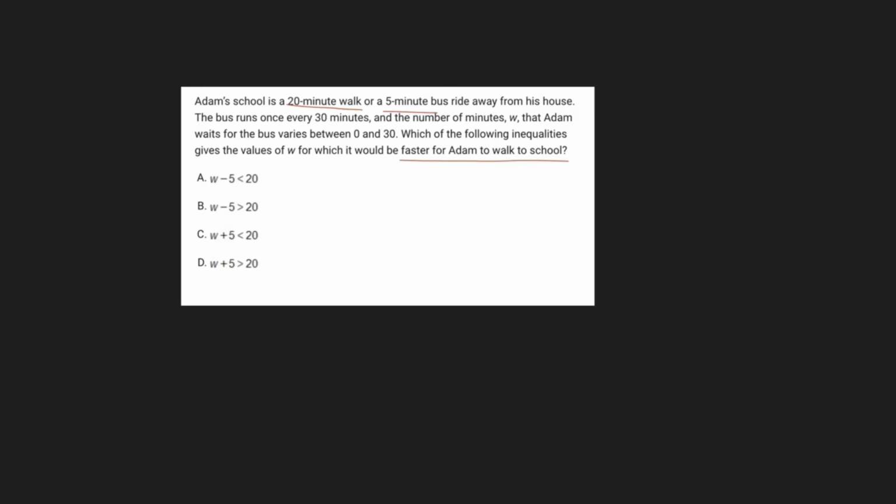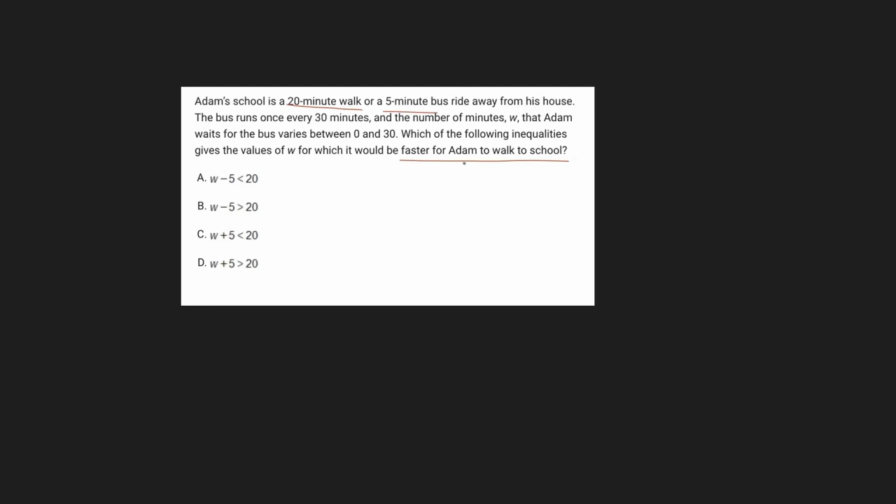Right, so the first thing to notice here is that for all of our inequalities, everything on the right side is a constant 20, right? So that represents that 20-minute walk that Adam has the option to take. Everything on the left side, therefore, represents that bus ride. So it's the 5 minutes of the bus ride from his house to the school, including that waiting time from between 0 to 30 minutes.